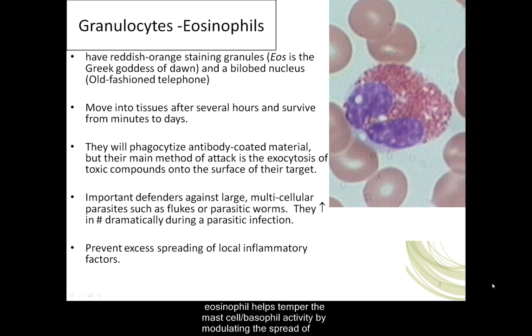In a healthy individual, the eosinophil helps temper the mast cells and basophil activity by modulating the spread of inflammatory factors, referred to as cytokines, to maintain homeostasis during an allergic reaction.